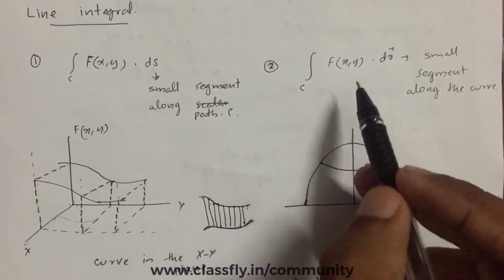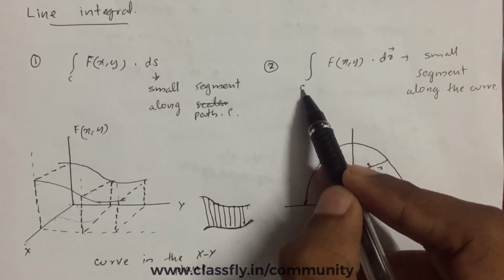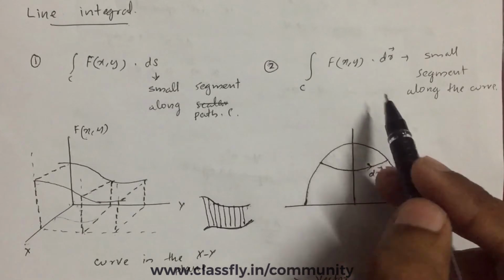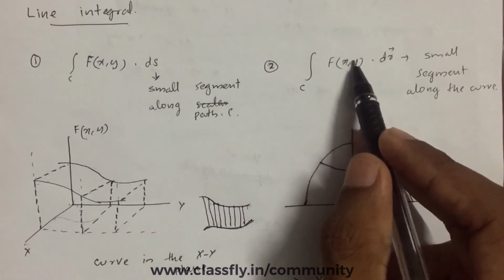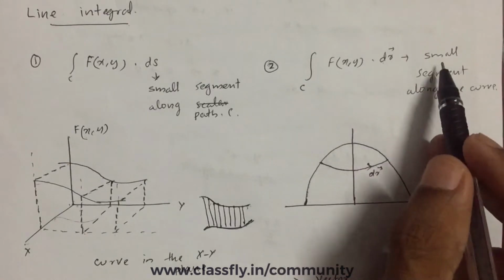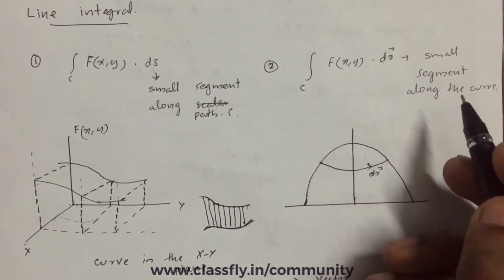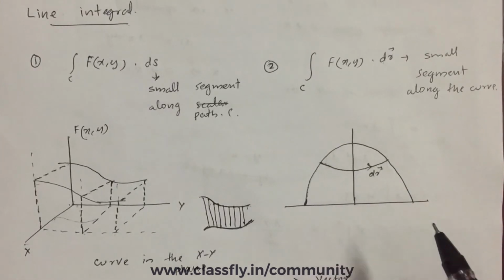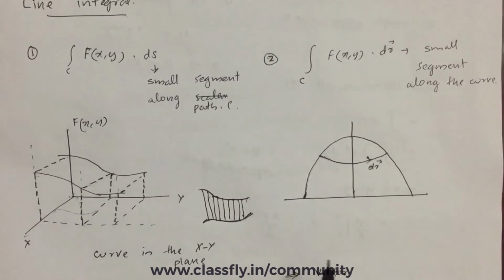Okay, the curve is this and the vector field is this, and we get this area, similar to a wall. And in this case, the integral over C of f(x,y) dr, here we get a vector. Here this is a scalar function and this is a vector, which is a small segment along the curve. Here the dr will be represented like this.